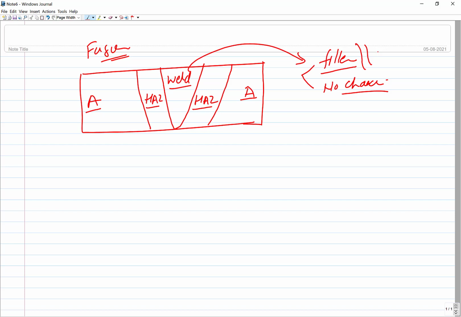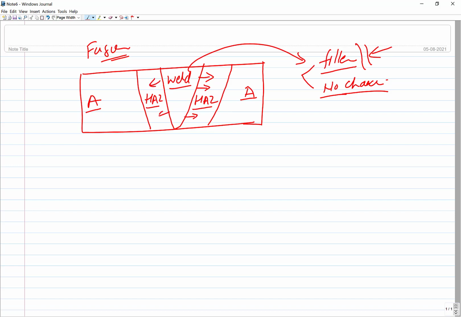Okay, so in this case there is no choice. But if you are using a consumable filler, then certainly at least you have a choice to change the things.